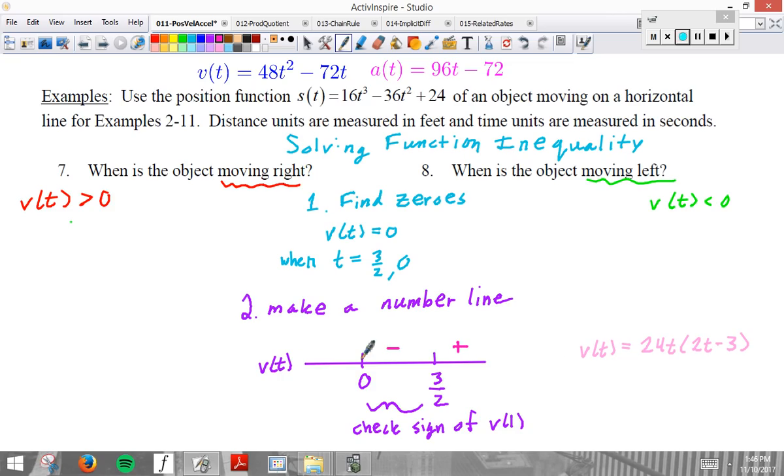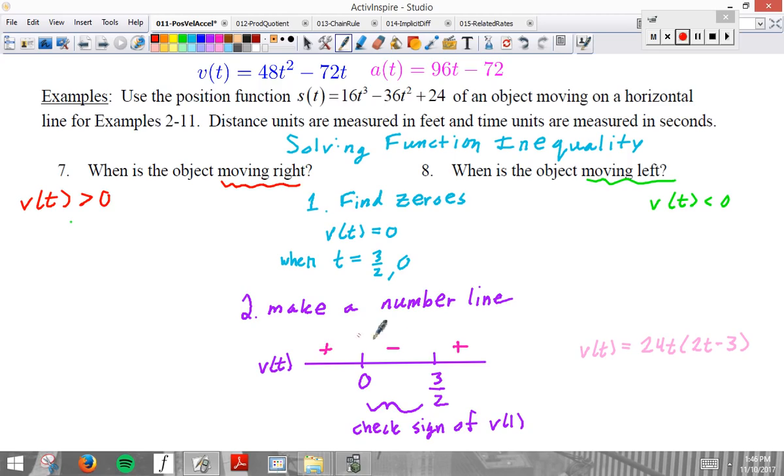One last one. Over here we have to use a number like negative 1. Trying this out again, 24 times negative 1 is a negative number. 2 times negative 1 minus 3 is also a negative. So now we have a negative times a negative, and we get a positive.